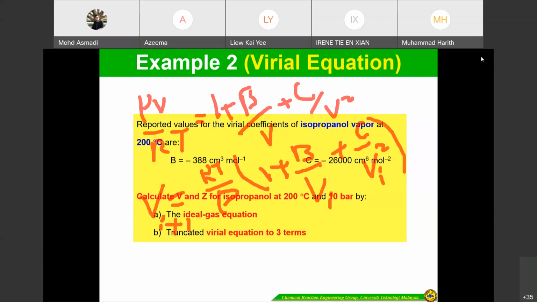What is the value for the ideal gas? Anyone can give me the answer for the ideal gas equation? Pusheng, did you calculate? Do you have the answer for the ideal gas? Irene, do you have the answer? Still calculating. If it is like this, you still have to do the iteration.